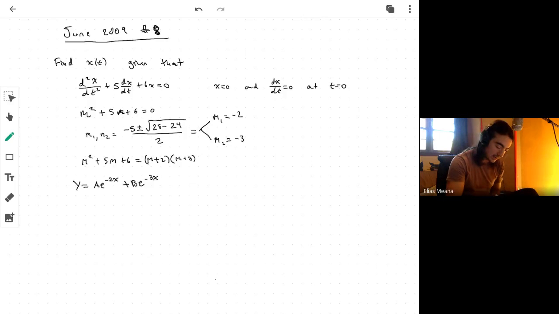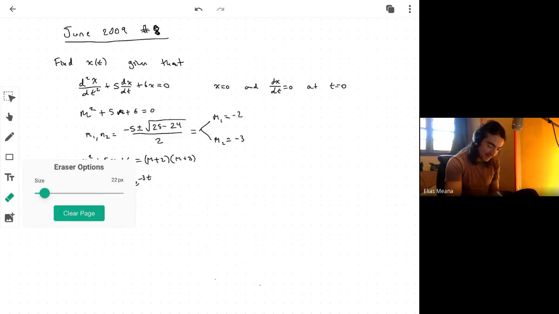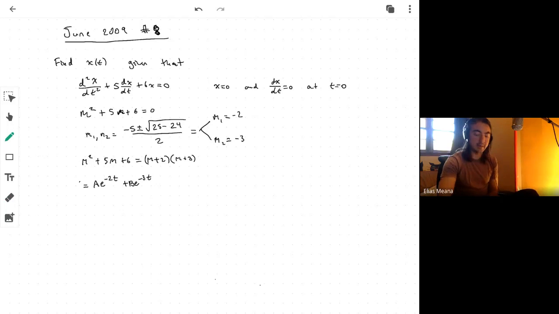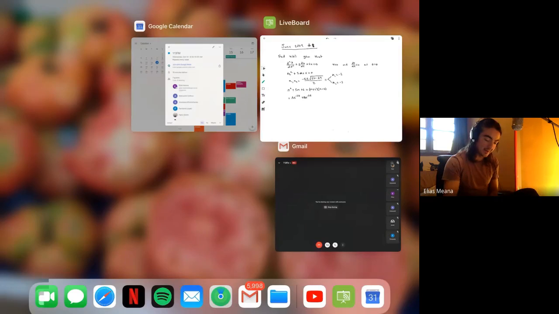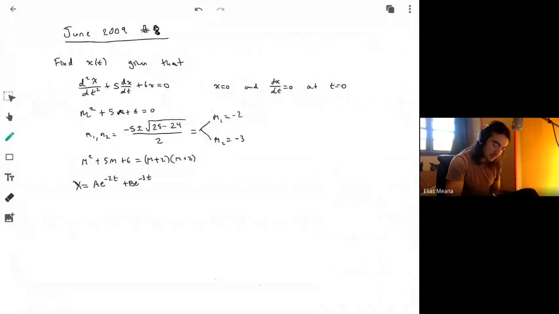But of course, we want to use x and t. Oh, thank you. Yep, it should be a e to the minus 2t plus b e to the minus 3t, right? And instead of y, x. I said without thinking, maybe it's just me who doesn't think. Yes, you're right. It should be x. I hate that. If I don't get the eraser size perfectly right, it just erases everything that I do. It's really frustrating. All right, there we go.